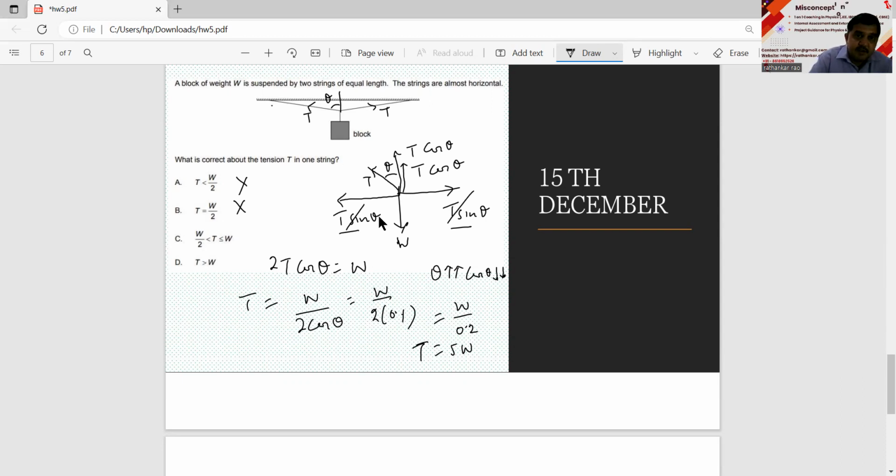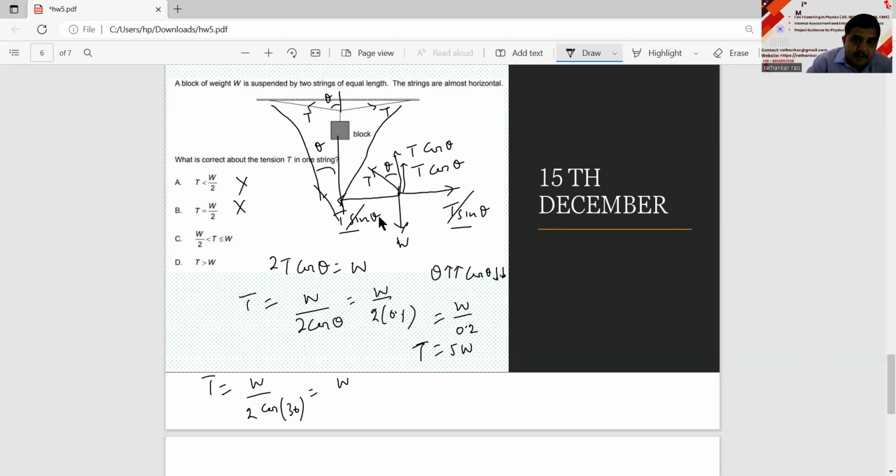Which means that you have the weight like this. It's like this over here. So if that is the case, this will be your theta. The value of theta here could be 60 degrees or maybe 30 degrees. Let me take 30 degrees. If it is 30 degrees, then what will happen? Then I will get T is equal to W divided by 2 into cos of 30, which should be equal to W itself. Cos 30 becomes half, so T becomes W over here.